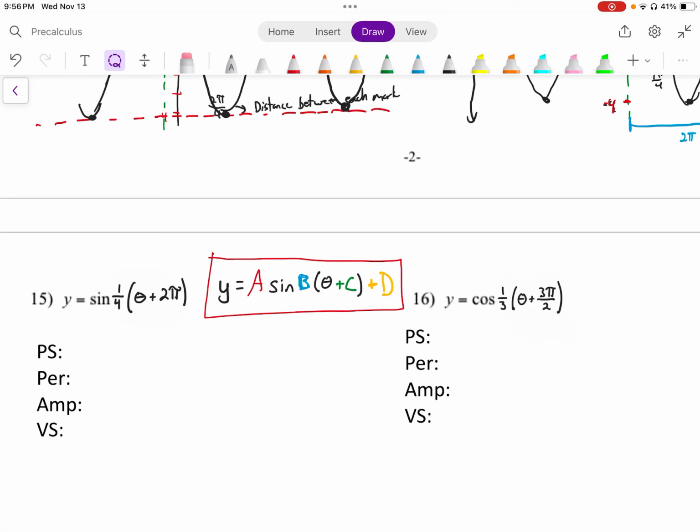Part 5 of graphing trig functions. Here we go. These are handwritten because I messed something up a little bit, but that's okay.